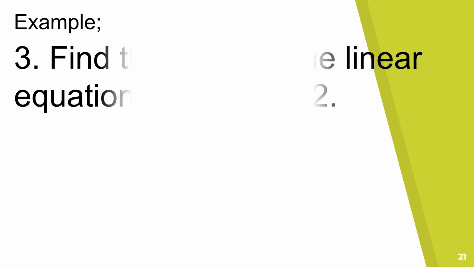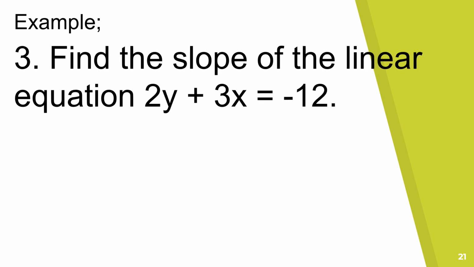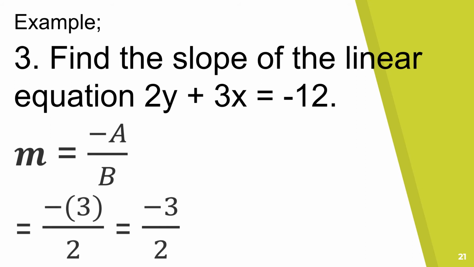Number 3. Find the slope of a linear equation 2y plus 3x equals negative 12. Ano yung a? 3, correct. Ano yung b? 2. Kahit na interchange yung y at x ha, wag kayong malito. Alright, so negative a, that's negative 3 over b, that's 2, negative 3 halves. That is the slope.